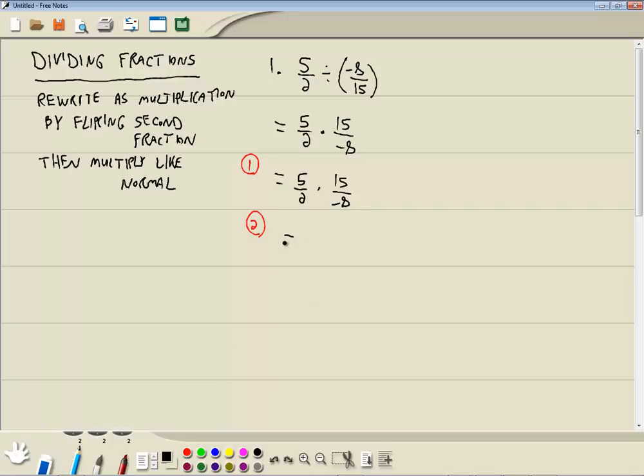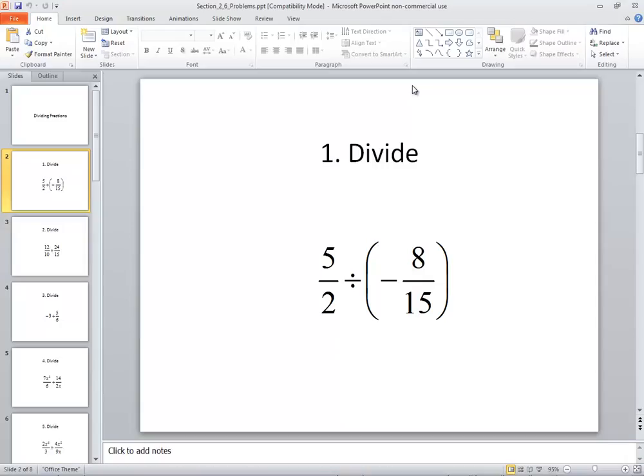Step 2 says to multiply your top parts together. So 5 times 15 gives us 75, and multiply your bottom parts together. 2 times -8 gives us -16. And that's our answer. Let's look at our second problem.